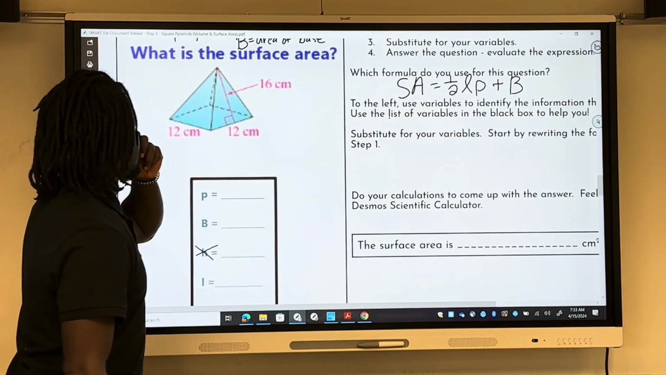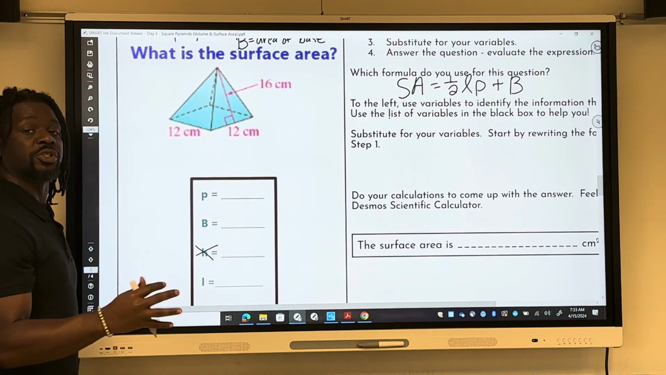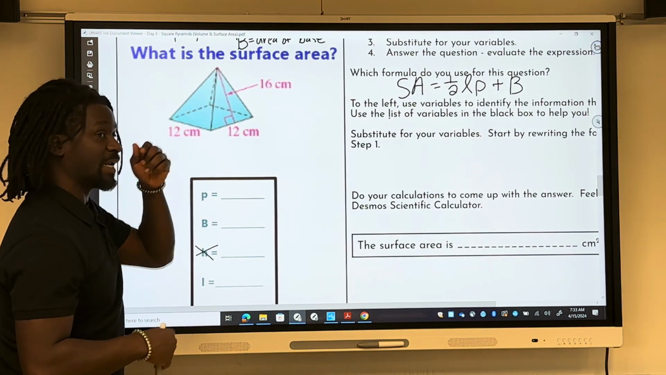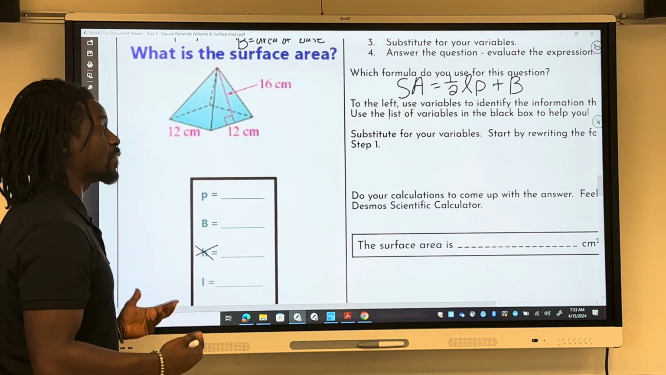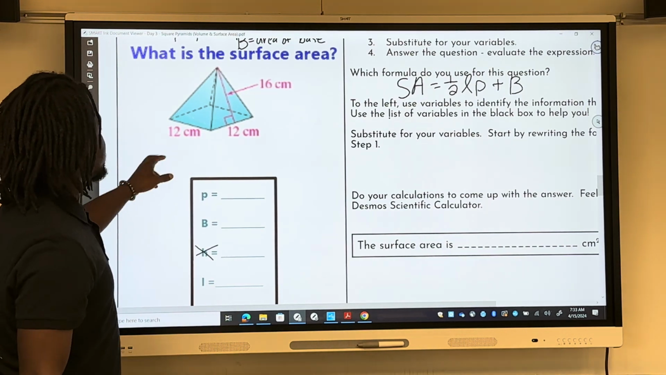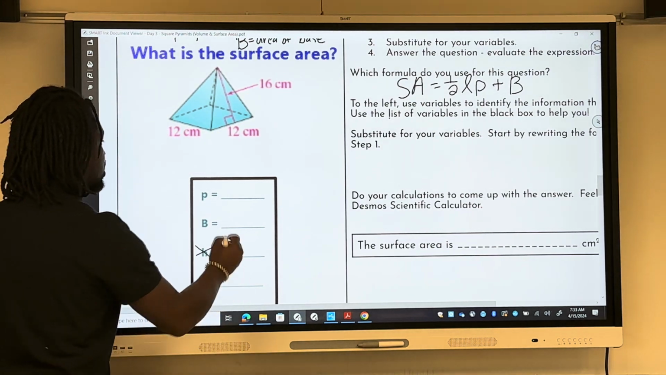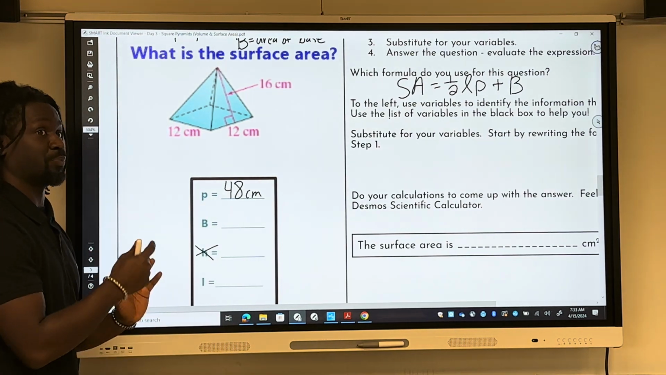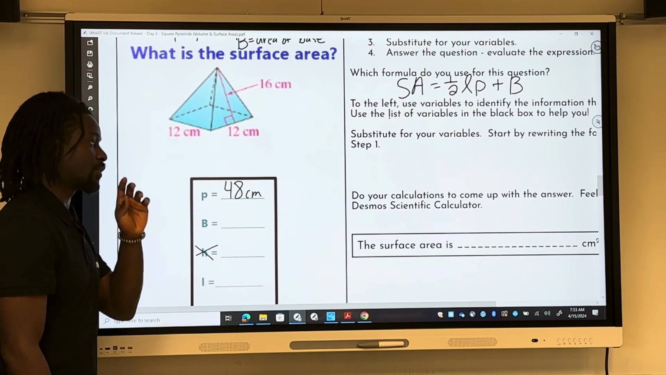Well, the perimeter of the base, the base of all of these pyramids are squares, okay? And so the perimeter is just the outside of the square. So I'm just taking that length of the square and multiplying it by 4. So for this one, it's 12, 12, 12, 12, right? So 12 times 4 would be 48 centimeters. Again, it's just the perimeter, the outside of the base, which is just the square.